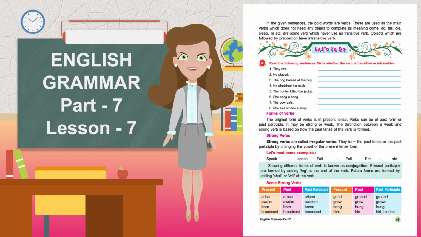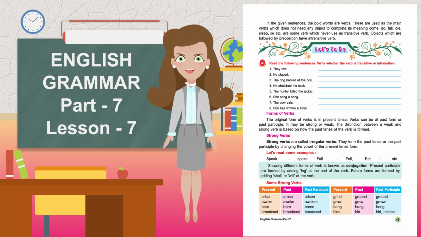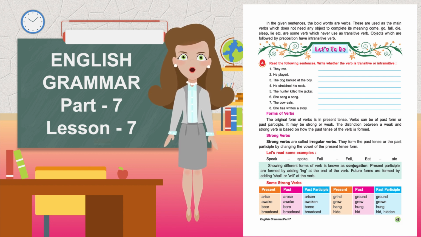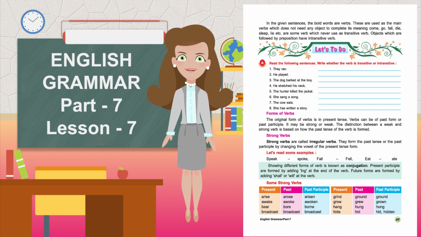They form the past tense or the past participle by changing the vowel of the present tense form. Let's read some examples. Speak, spoke; fall, fell; eat, ate. Showing different forms of a verb is known as conjugation. Present participles are formed by adding ing at the end of the verb. Future forms are formed by adding shall or will to the verb.